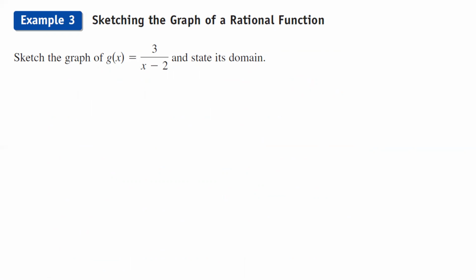Okay, so we are sketching. So g of x is equal to 3 over x minus 2. Simplified form, I'll just follow the same steps here. So simplified form is this already. We did not need to factor. We did not need to do anything.